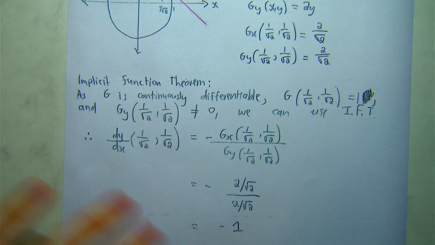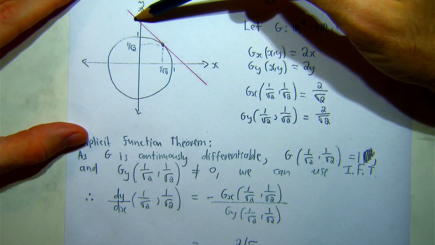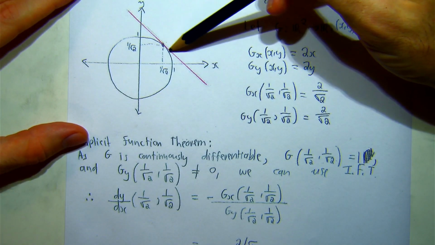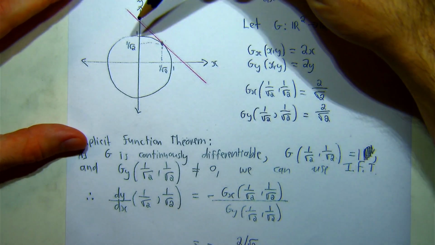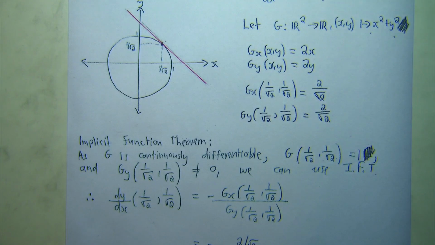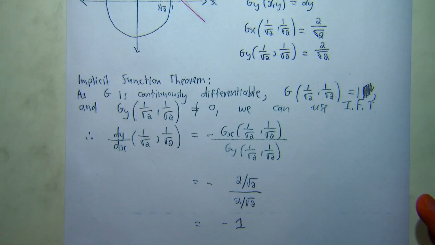And that's exactly what we'd expect just looking at this circle where we've got a straight line that is going with a slope of -1. That's actually visually quite obvious when you look at it like that. All right, that's an application of the implicit function theorem. And that also is the end of this video.